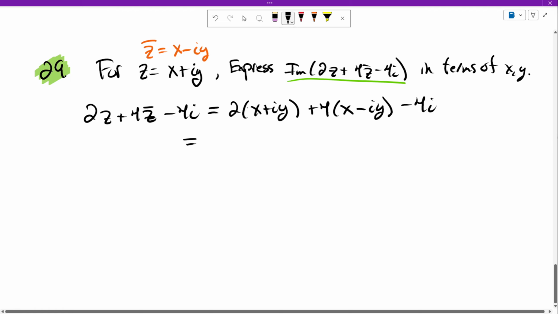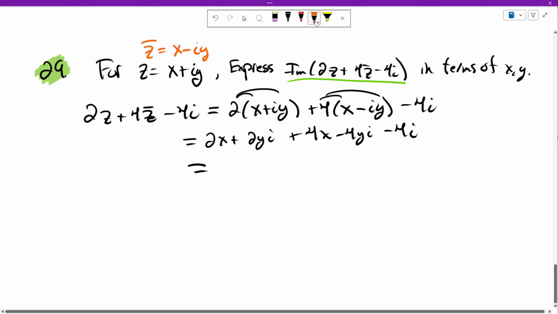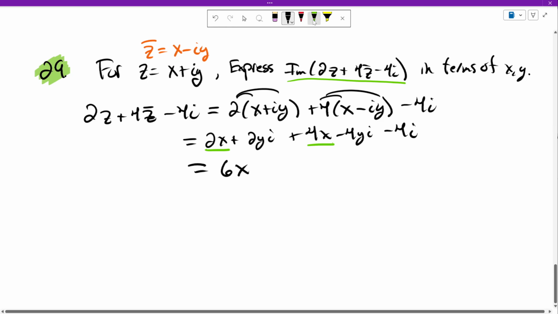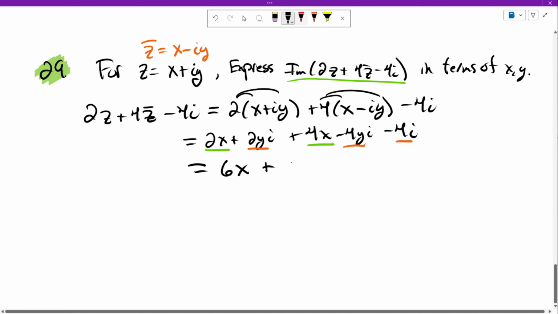All right. So let's distribute our 2 and our 4 here. So we get 2x plus, I'm going to put the i's on the right, 2yi. And then 4x minus 4yi minus 4i. Now let's combine the real and imaginary parts. The real terms are here underlined in green, so that's 6x. And then the imaginary terms are here underlined in orange. So that's 2y minus 4y is negative 2y, but then we also have a negative 4.